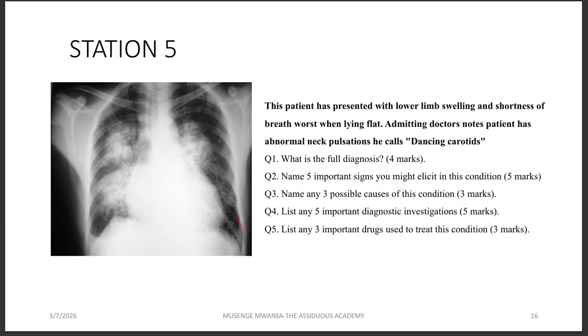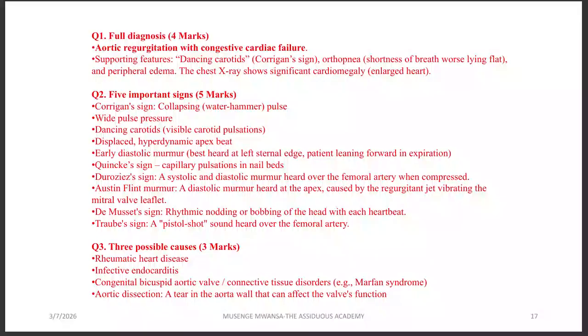But remember, the dancing carotid is pointing you to aortic regurgitation. But then you have other features like the limb swelling that is pointing you to heart failure. So the full diagnosis will be aortic regurgitation with congestive heart failure. Okay.